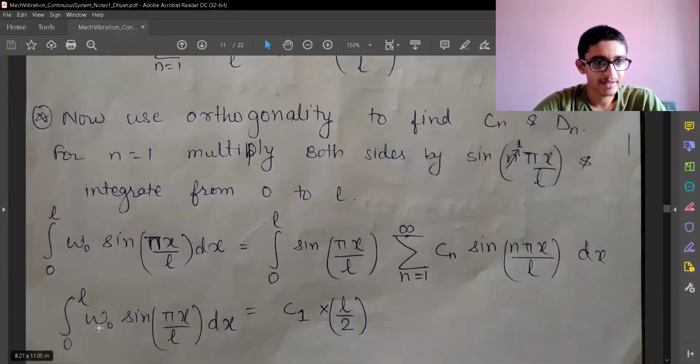So c1 will be directly, if w is constant or any function, we can put the function over here, integrate that function, and multiply by 2 by L over here, and we'll get the value of c1. Similarly, c2, c3, and d1, d2, d3.